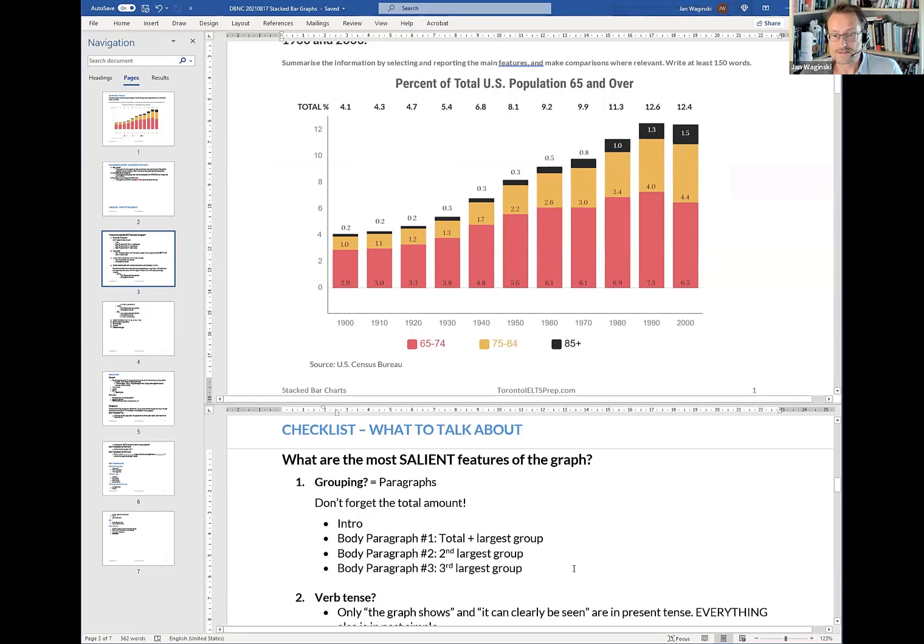Other than the basic description of the graph, saying the graph shows, or we can see in the graph, or it can be seen in the graph, that's present simple, but everything else is going to be past tense, past simple, because the study finished in the year 2000. Everything is going to be past simple, so you don't need to worry too much about verb tenses.